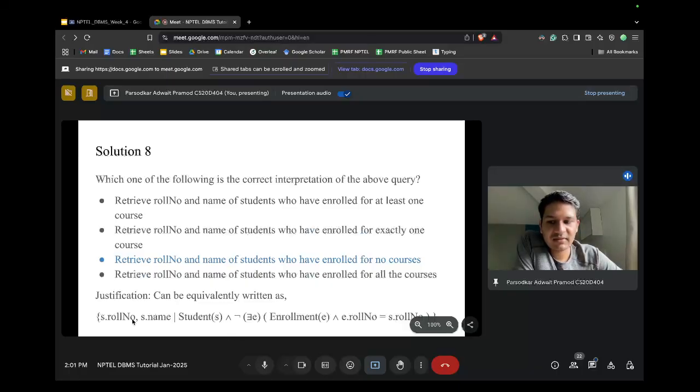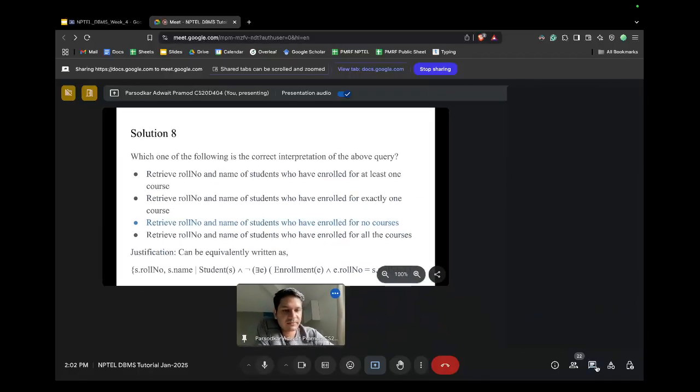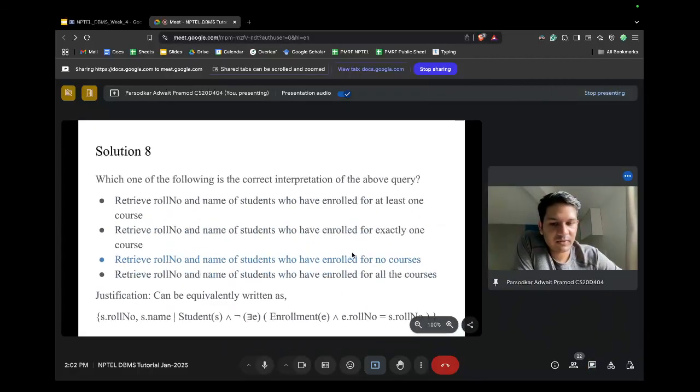So what does this say? That we want roll number and name of all students such that S is a student and there does not exist E, that is a row in enrollment, such that E dot roll number equal to S dot roll number. So this is essentially retrieving names and roll numbers of students who have enrolled for 0 courses. Is this understood? Are there any doubts in this?